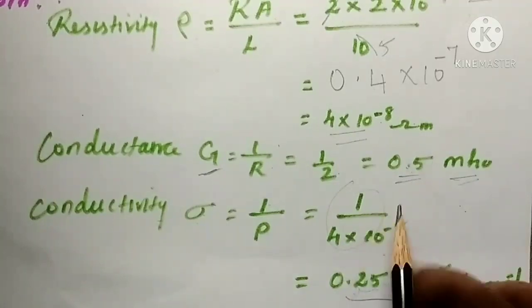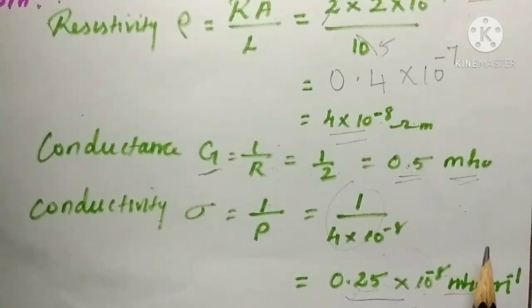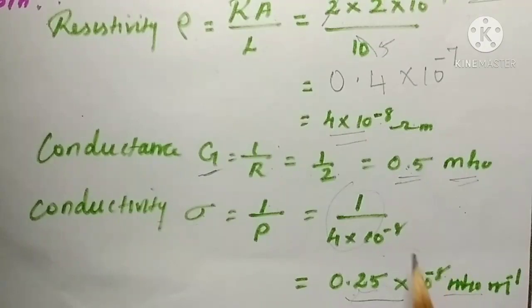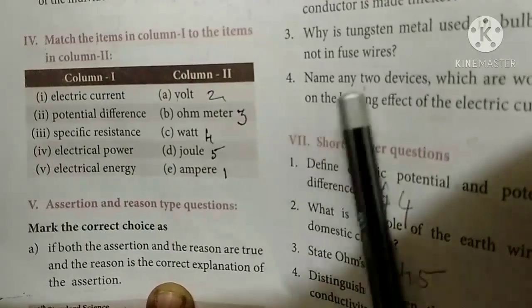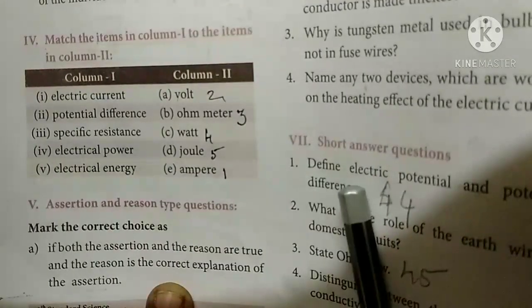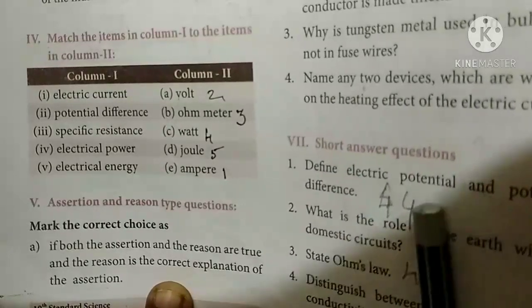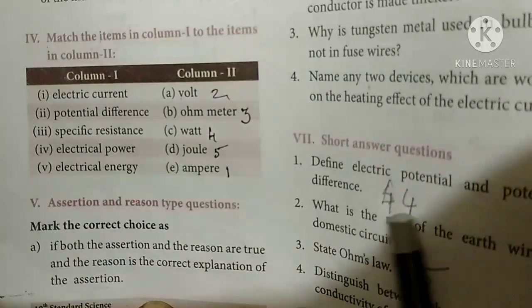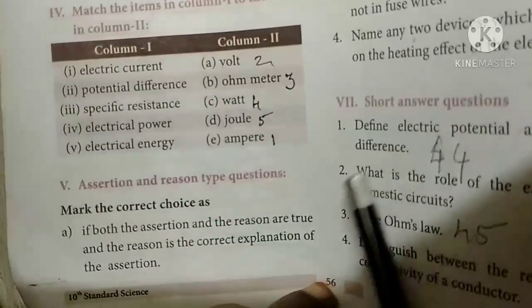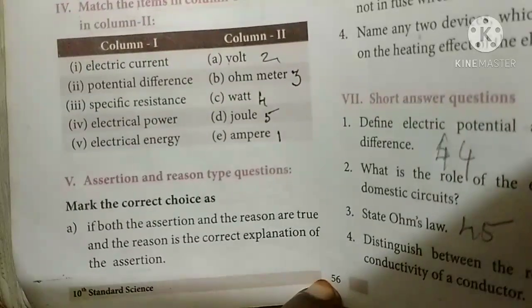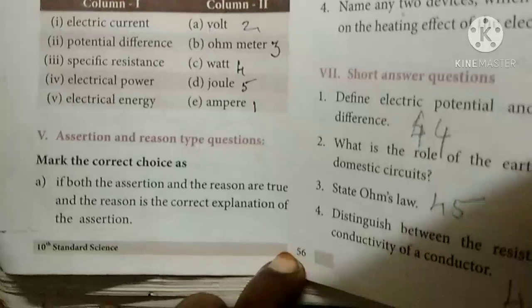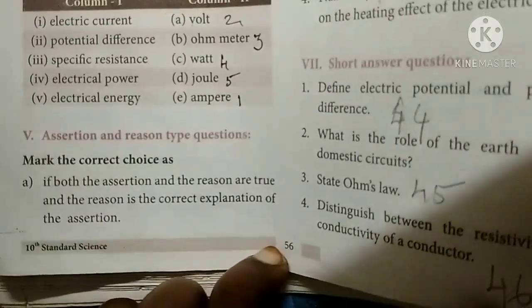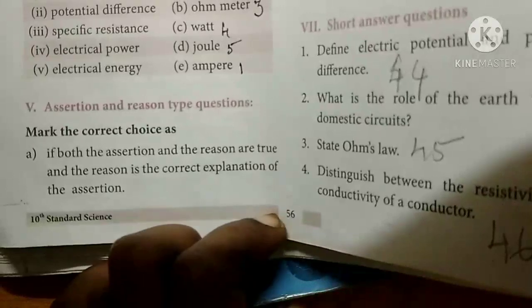You have to do all these problems in your problem note. Already you are writing all the questions and exercise problems in the note. In the same note you have to copy down these problems also. You have to mark these questions in your book. Roman letter 7, question number 1: define electric potential and potential difference, page number 44. And question number 3: state Ohm's law, page number 45. Mark it. And distinguish between the resistivity and conductivity of a conductor, page number 46.